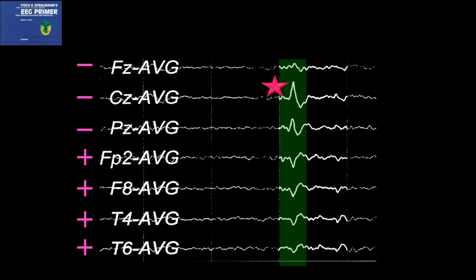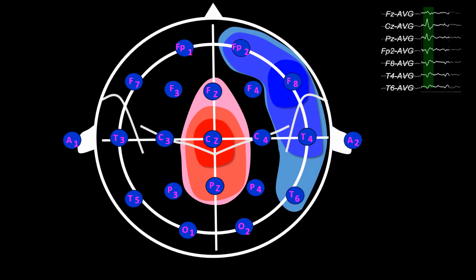Now in this new frame, you can see that there are positive waves at FP2, F8, T4, and T6. The maximal activity being at F8. In this frame, you can see the isopotential map that results from plotting these potentials. Notice a negative field with its maximum at CC and a positive field with a minimum at F8. The conclusion from interpreting this field is that we are dealing with a transverse dipole.